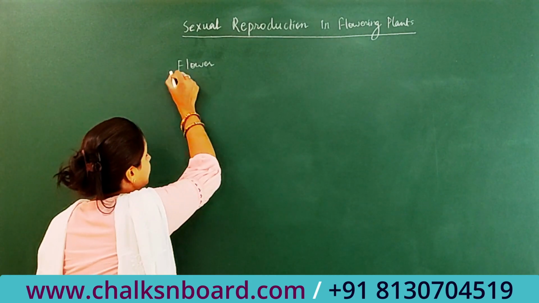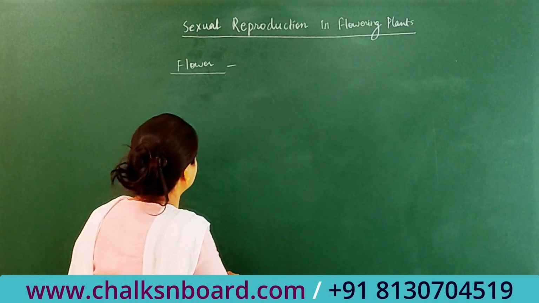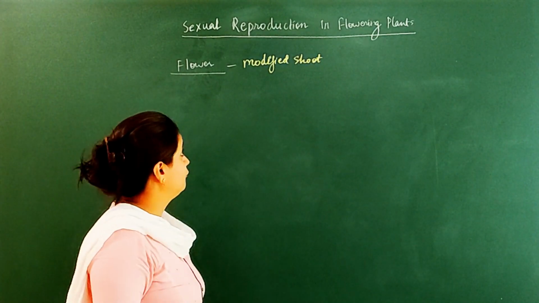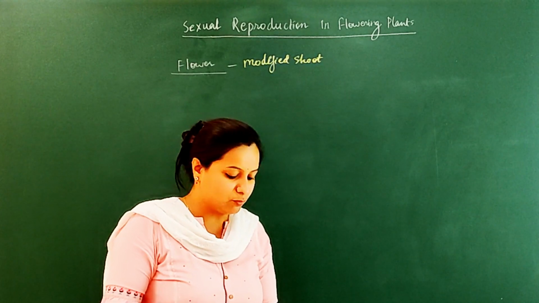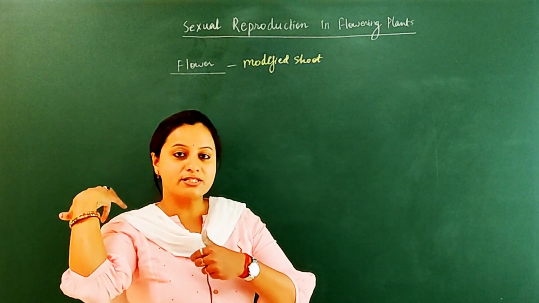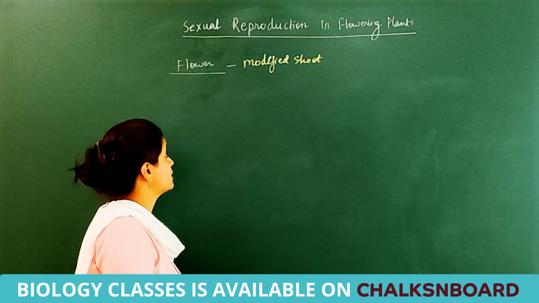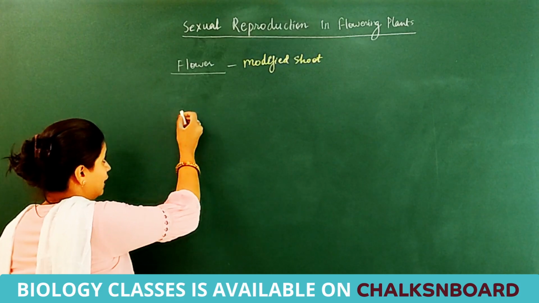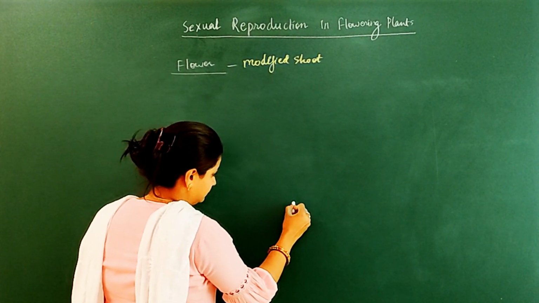So how will you define a flower? A flower is called a modified shoot. Okay, so a flower is called a modified shoot. You must know from your previous class what we mean by flower and what structures are present in flowers. So today we are going to understand these things in detail. Okay, so if we talk about a flower, let me draw a diagram of a flower.